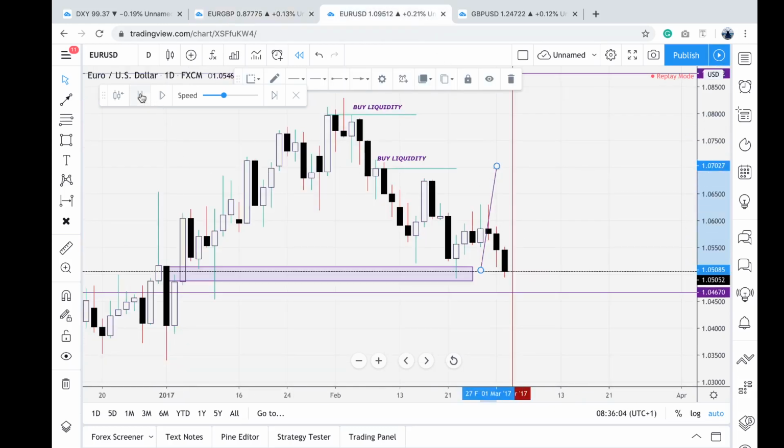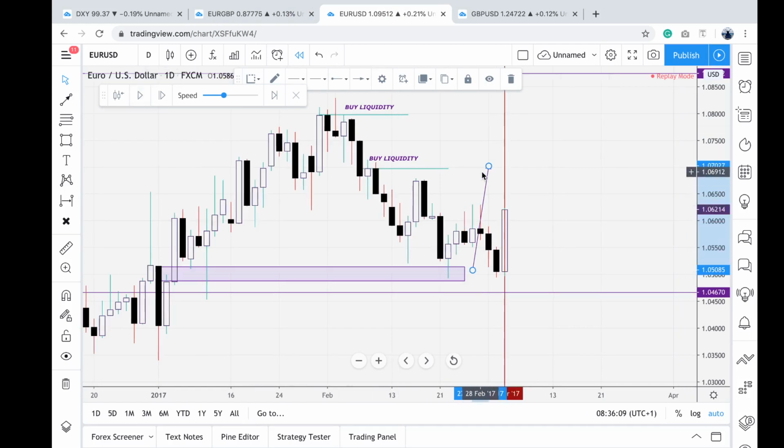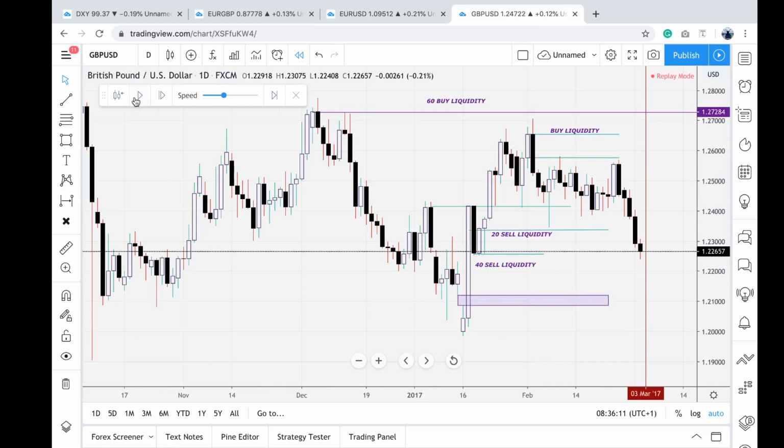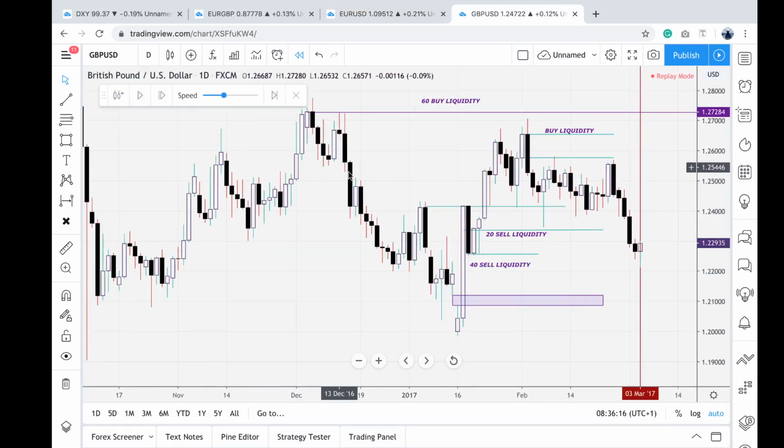Euro dollar, we're looking for bullish prices on euro dollar, and we got the bullish price exactly. British pound, no real change. We're leaving this. Okay, so perfect.